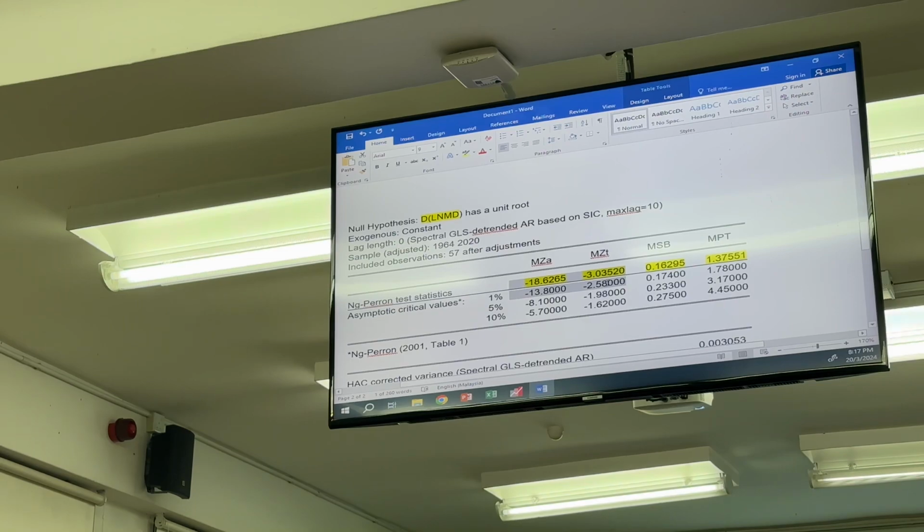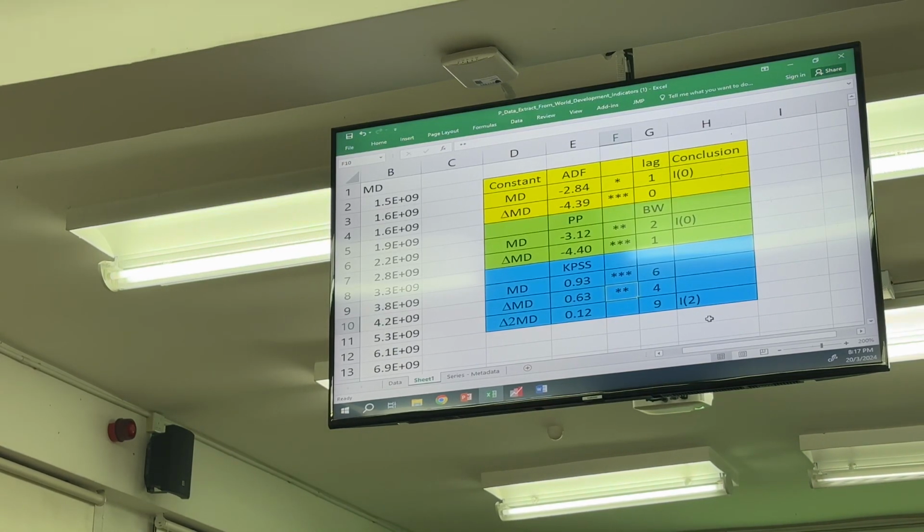Maybe you would say greater, but yes, smaller than the critical value. And these two are also smaller than the critical value at 1%, right? So it's stationary at first difference, and I'm able to reject the null at 1%. So it's significant at 1%. So it's I(1), right? This is based on the Ng-Perron test. So again, a conflicting result comes out.